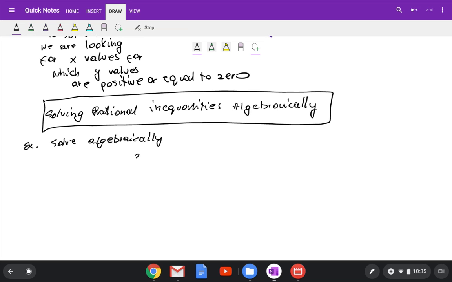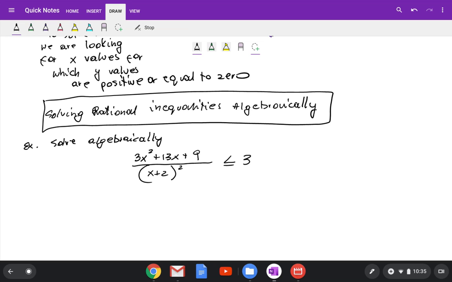And we have (3x squared plus 13x plus 9) divided by (x plus 2) to a second power, less than or equal to 3. So step 1 of solving rational inequalities, you always want to have a 0 on the right side.